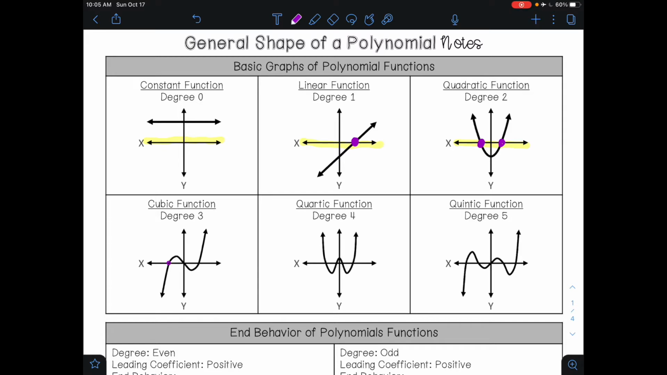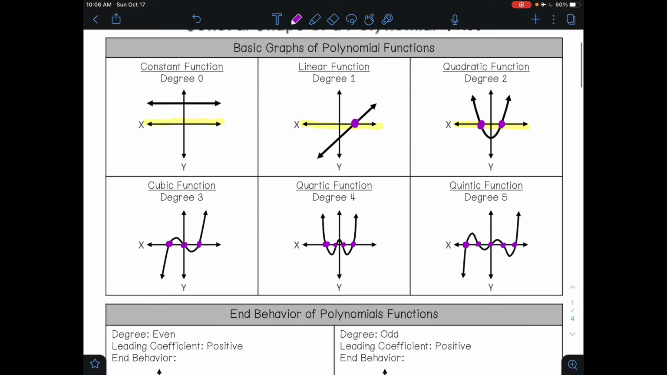For degree 3, we have 1, 2, 3 x-intercepts. For degree 4, we have 1, 2, 3, 4 x-intercepts. And for degree 5, we have 1, 2, 3, 4, 5 x-intercepts. Whatever the degree of the function is, that is the maximum number of x-intercepts you could have. So if we had a 6th degree function, it could not have 7 x-intercepts. The degree is the maximum amount of x-intercepts that you will have.